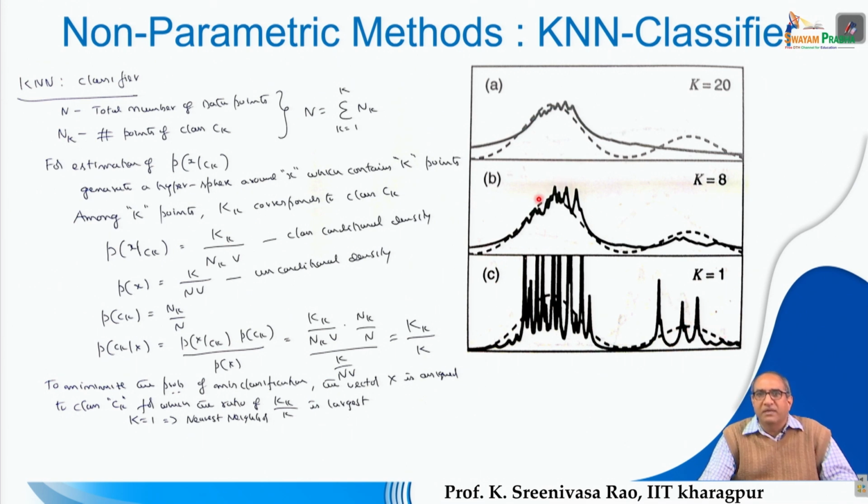And the other case is where k is neither too large nor too small. When k equals 8 or 7, you can see that the estimated density is a reasonable approximation to the true density. So in case of k nearest neighbor also, the free parameter, the tuning parameter, the number of points k, should be neither too large nor too small. K should be somewhere in between, so that it properly captures the actual complexity of the probability density.